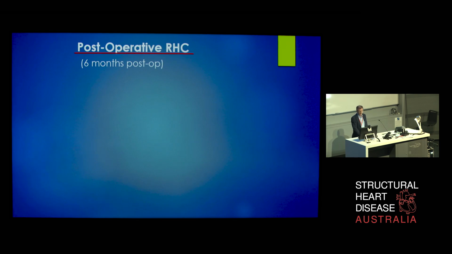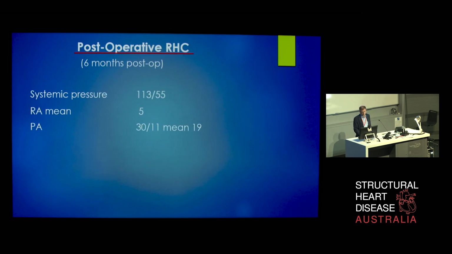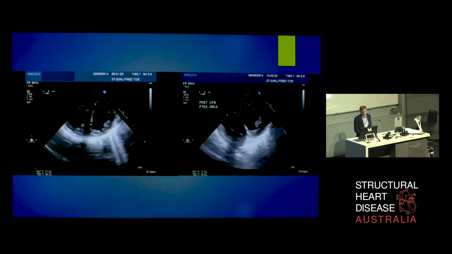So the postoperative right heart catheterization at 6-month review, she was now asymptomatic. Systemic pressure there, RA mean 5, PA pressure 30/11, mean 19, wedge of 7. PVR down now to 2.6, CI now 2.3, and TPG of 12.